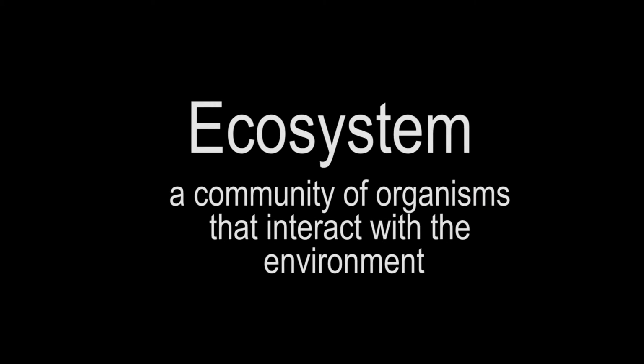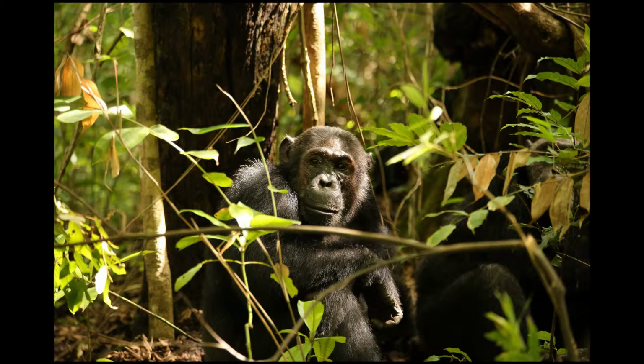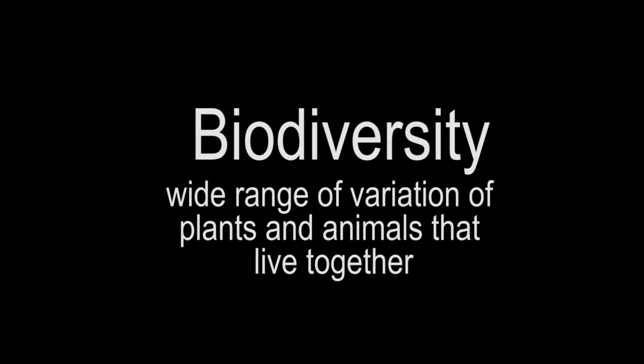An ecosystem is defined as a community of organisms that interact with the environment. A good example of this is chimps and the rainforest they inhabit, as well as all of the other plants and animals that they share the rainforest with. Biodiversity is the wide range of variation of plants and animals that live together.